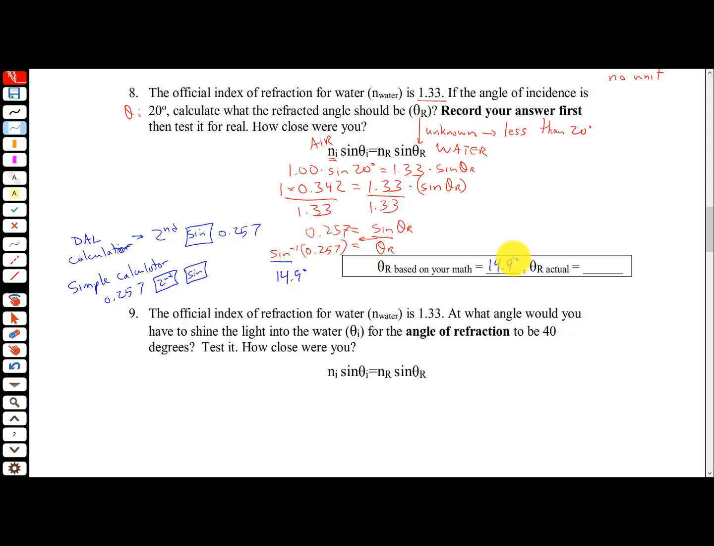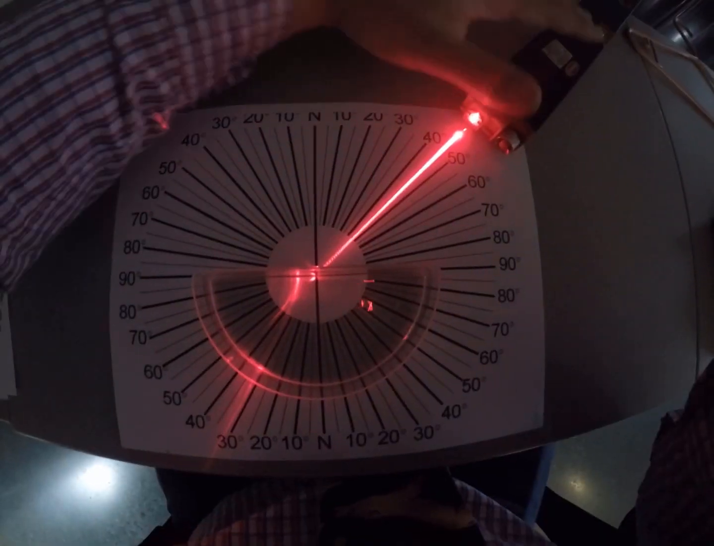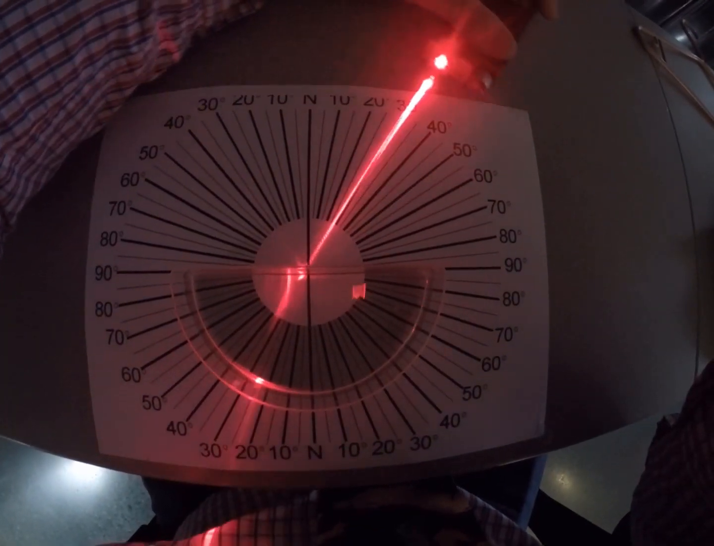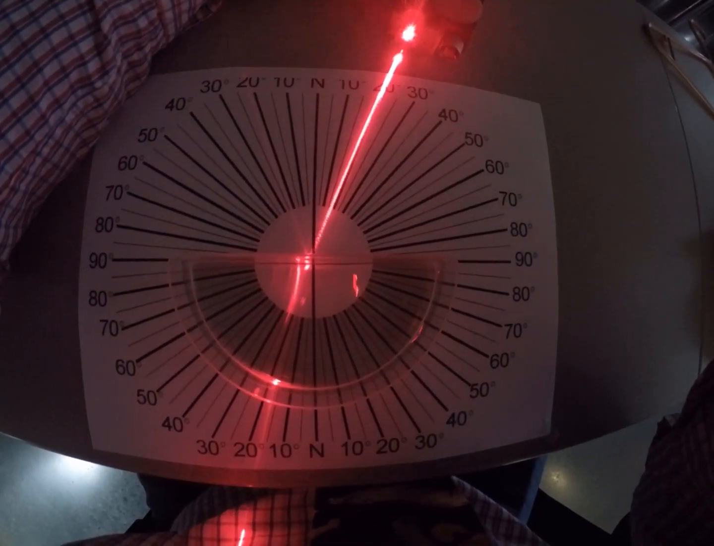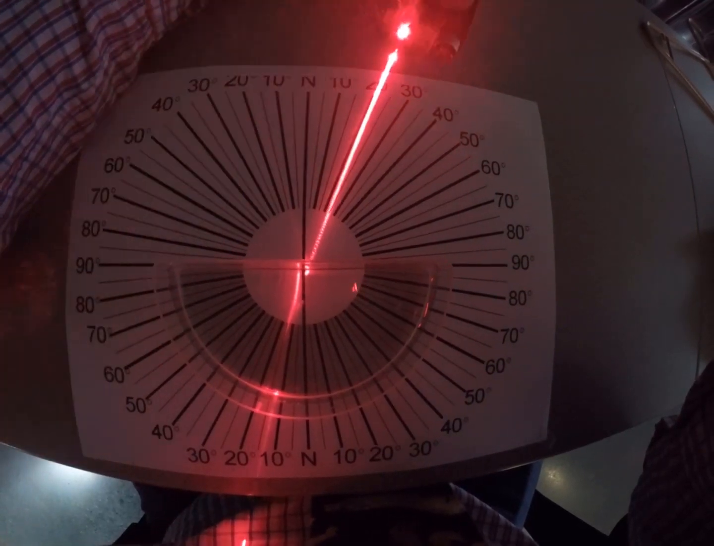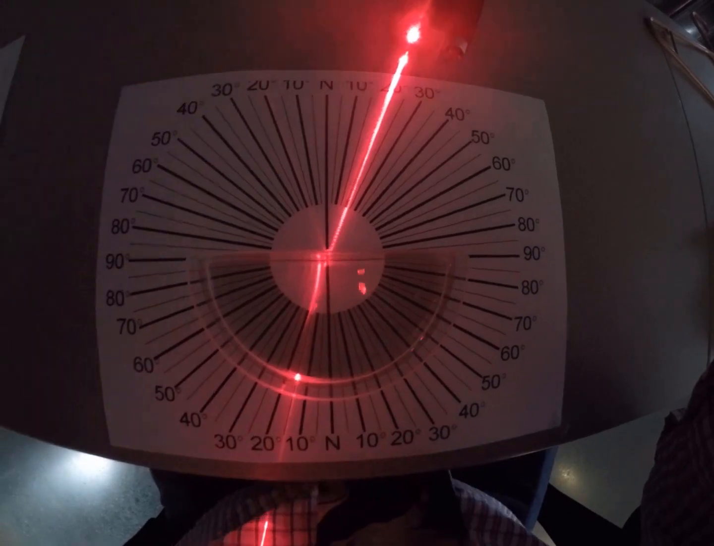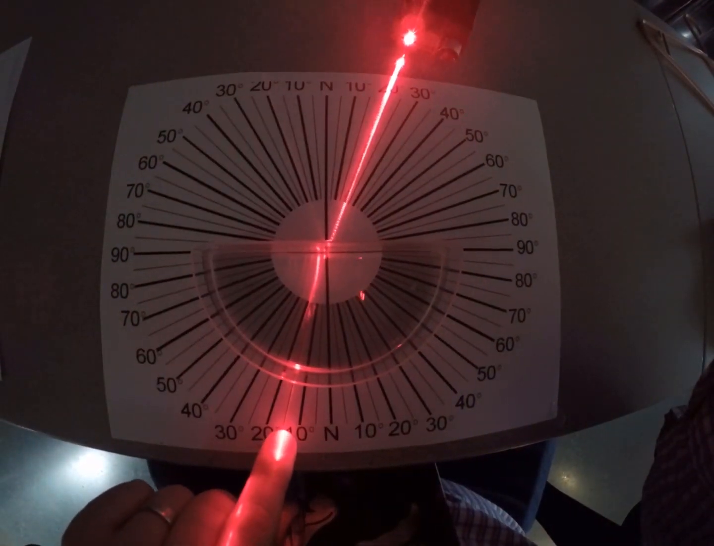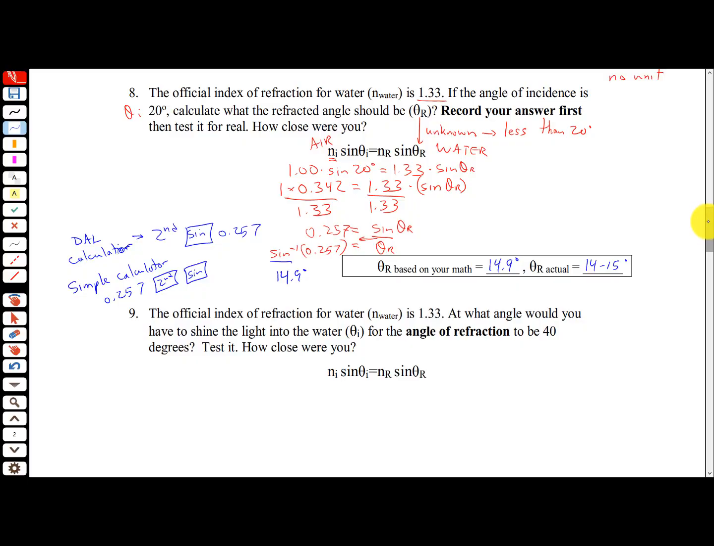Now, we can't ever get that accurate with our equipment, and so we see that when we did it in practice, it was in the 14 to 15 degree range, which shows us that you can actually predict before it actually happens what your light will do. That's essential for developing all sorts of different lens-based technologies, like microscopes, telescopes, glasses, and the like.